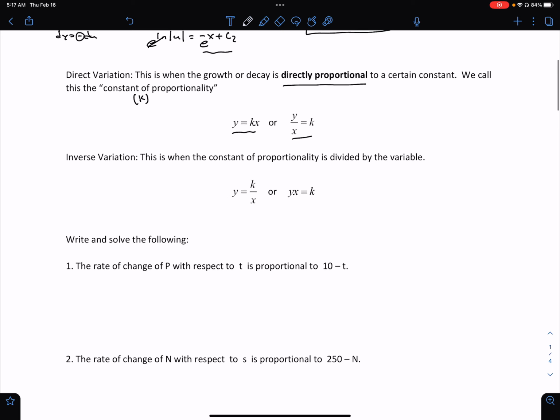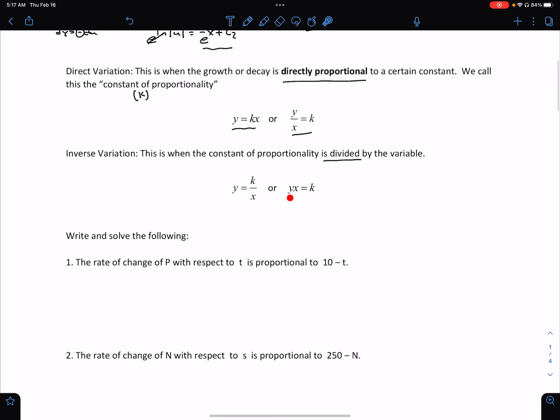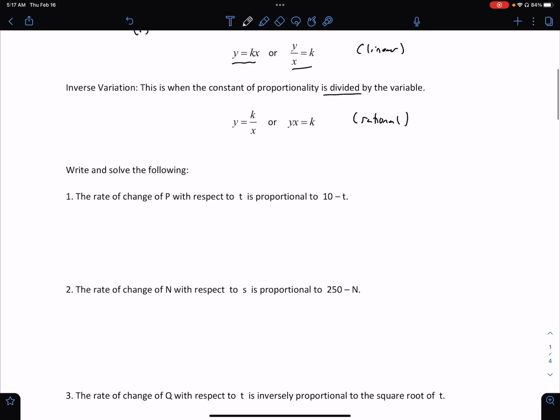Inverse variation is when the constant of proportionality is divided by the variable. So now, for example, I get y equals k over x, or xy equals k. This is more like your rational function. So where direct variation is like our linear function, inverse variation is our rational function for us. So let's see, we want to write and solve the following.